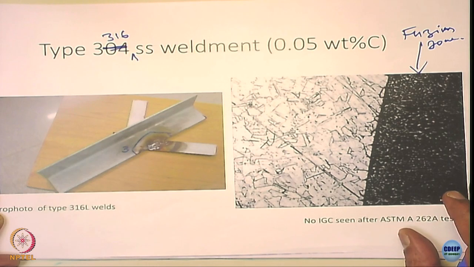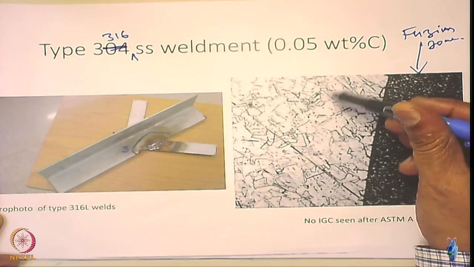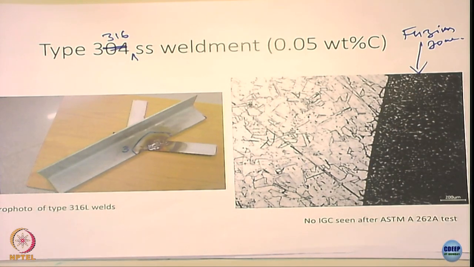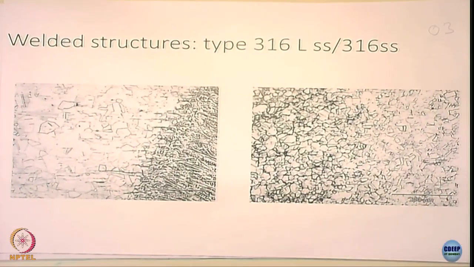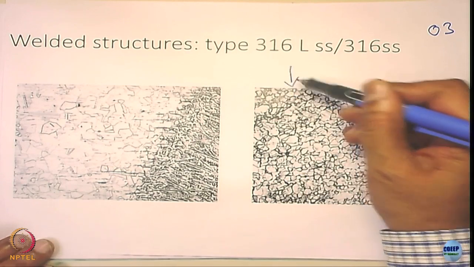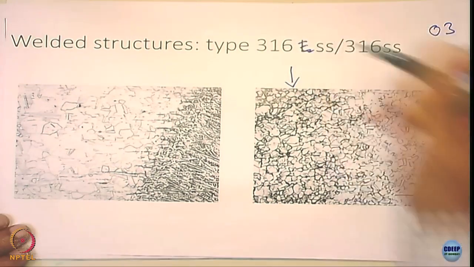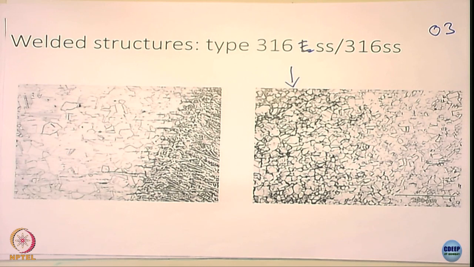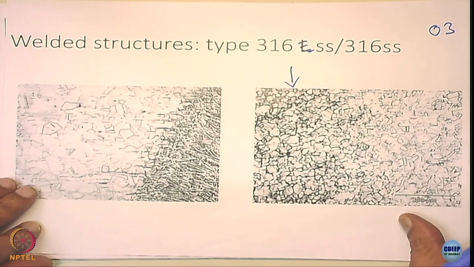Okay, and immediately next to the fusion zone, you do not see any kind of weld decay, okay. But if you move away from the fusion zone, in the heat affected zone, you see the kind of problems that you normally get. Actually, this is 316 stainless steel. Very close to the fusion zone you do not really see any kind of weld decay.